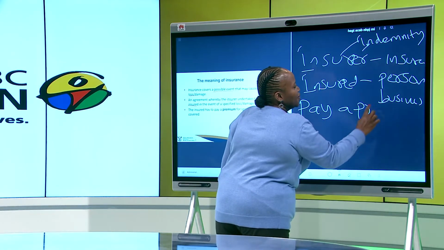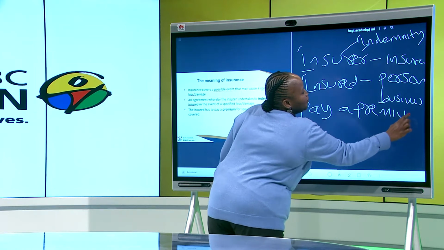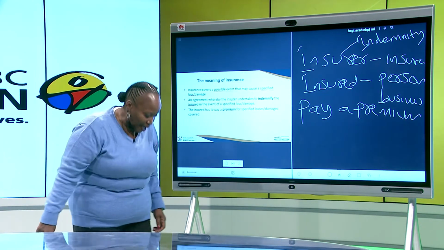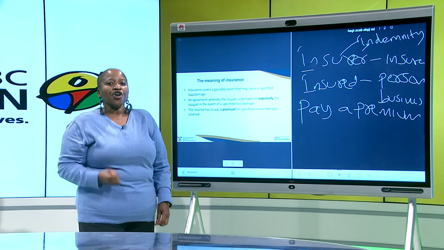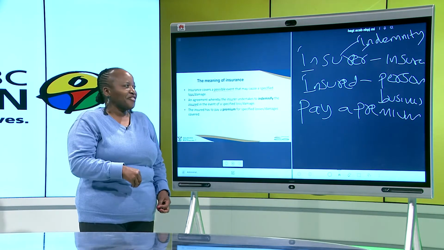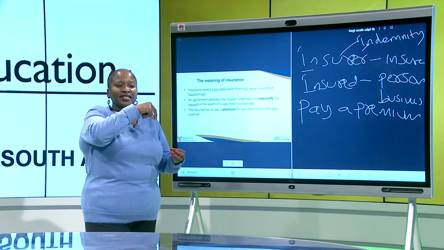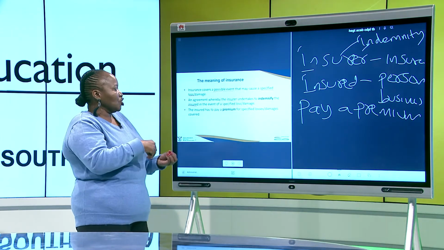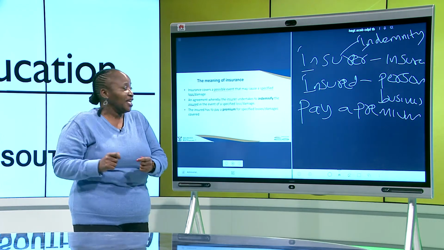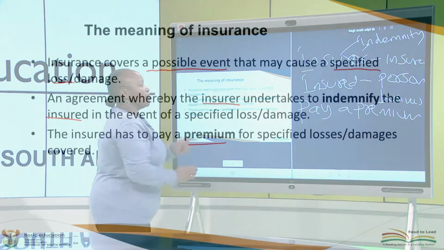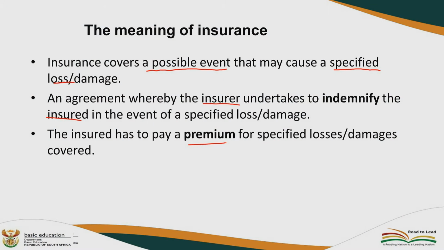The insured must pay a premium. A premium is a monthly installment that must be paid by the insured to the insurer for carrying the risk. Remember, we said that the insured transfers the risk to the insurer. Therefore, it can't be done for free. They'll have to pay a premium so that if that risk takes place, that specified event stated in the insurance contract takes place, then they can be indemnified.